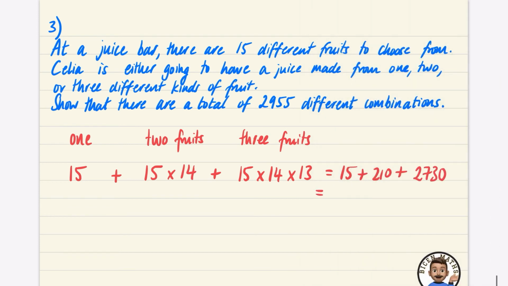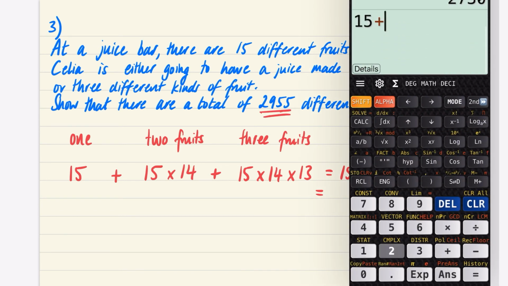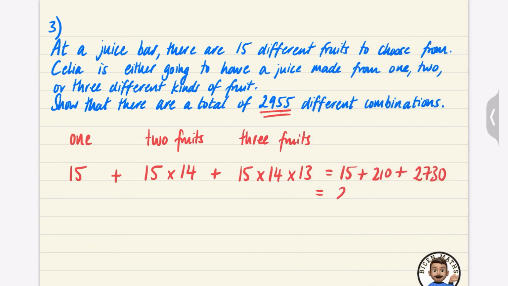So all I need to do is just check that we're going to get the 2,955. So that's 15 plus 210 plus 2,730, and you do get 2,955 different combinations.